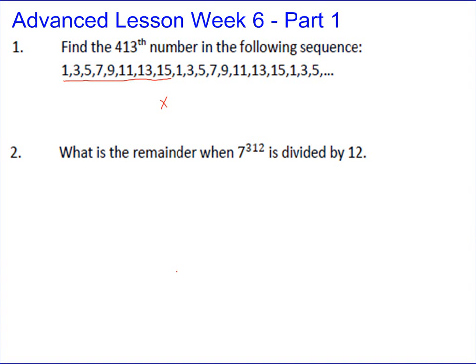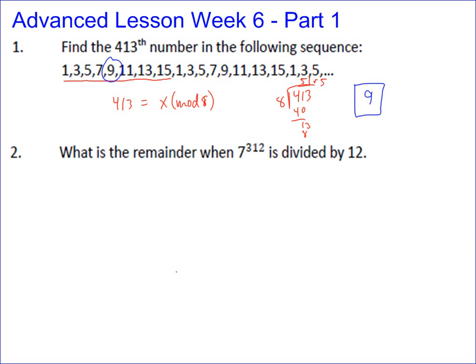Essentially, we want to find out what 413 is equivalent to mod 8. Well, the easiest way to do that, since x is just going to be the residue, which means the remainder when 413 is divided by 8, you divide by 8, you get 51, remainder 5. Well, the fifth term in our sequence is 9, and so the 413th term is also 9, and so the answer to this question is 9.